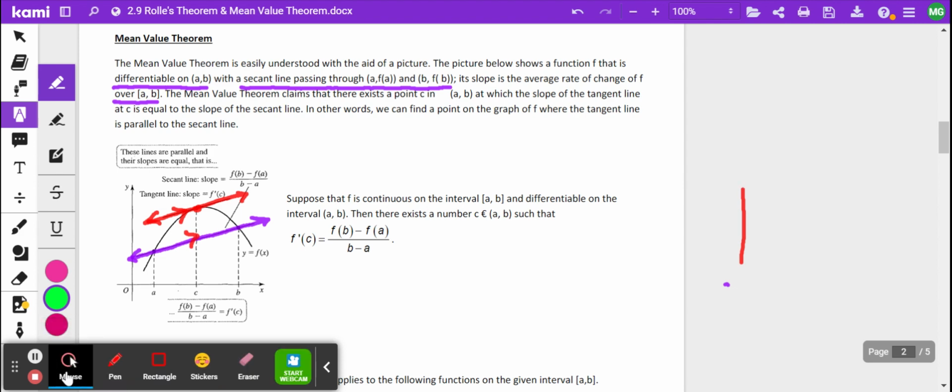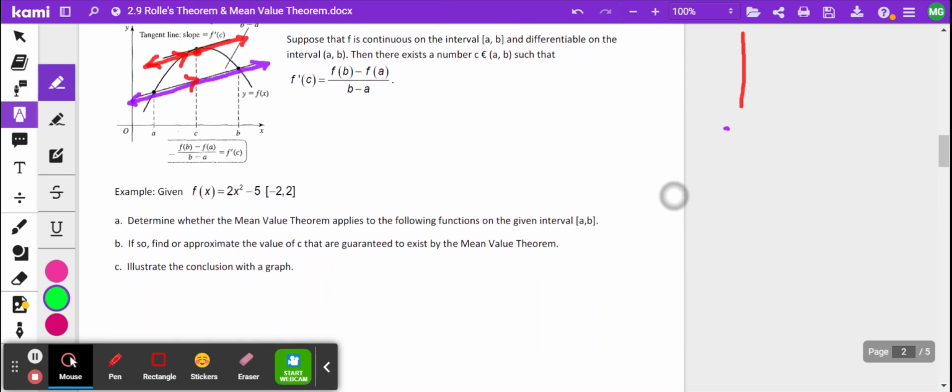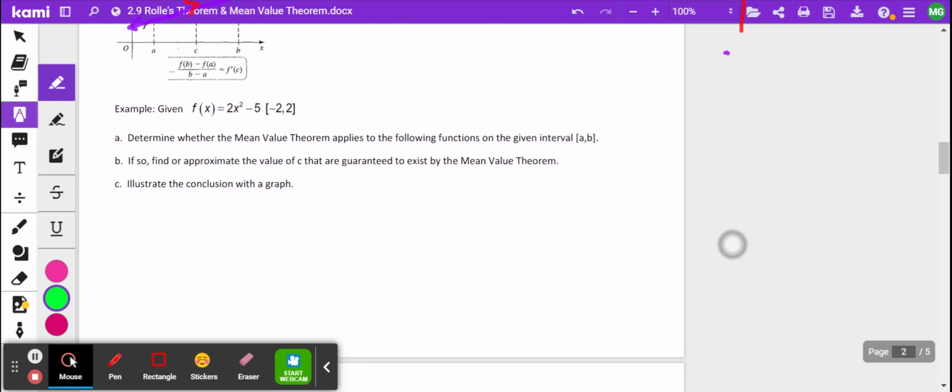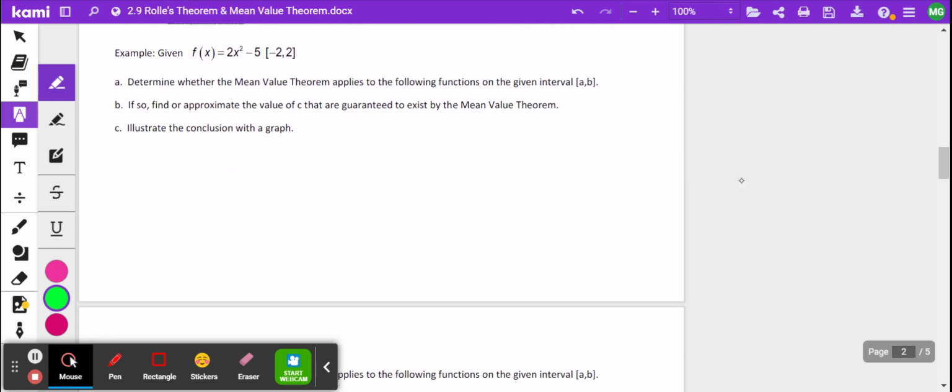Okay, so let's take a look. Let's move this up and let's do an example. This is just showing the slope at the point. We're going to look at this example, and what it says is we have to determine whether the mean value theorem applies. So we're going to have the checklist like we did before.